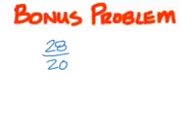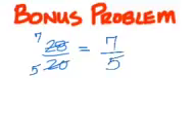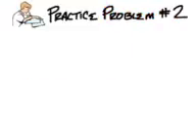For this one, you have to find the highest number that goes into 28 and 20. The highest number that goes into both is going to be 4. So divide 28 by 4 to get 7, and 20 by 4 to get 5. 7 over 5 should be the answer.